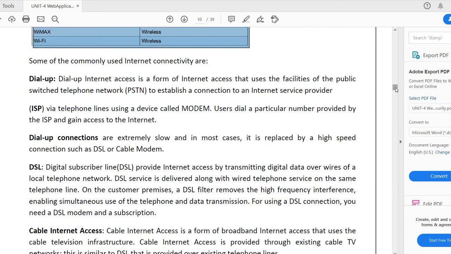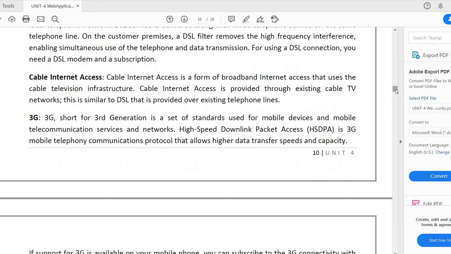Then next we have cable internet access. Maybe you have heard about this cable internet access. Cable internet access is a type of broadband internet access that uses the cable television infrastructure. For dial-up and DSL we are using the telephone lines. For cable internet access we are using the cable television infrastructure for the internet access.